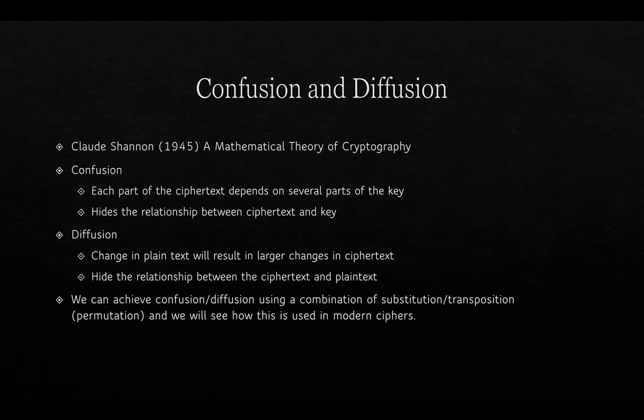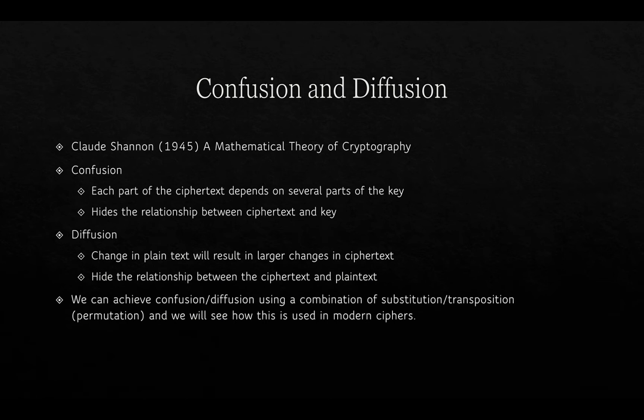So confusion is essentially the substitution process that we go through. And what this results in is a property that the ciphertext itself depends on several parts of the key. So to be effective, each bit of ciphertext should really depend on parts of the key. It also hides the relationship between the ciphertext and the key, making it difficult to take the ciphertext and then reconstruct the key.